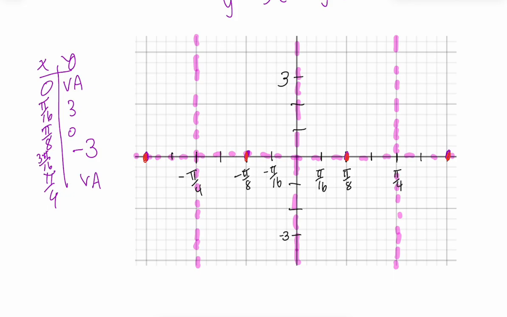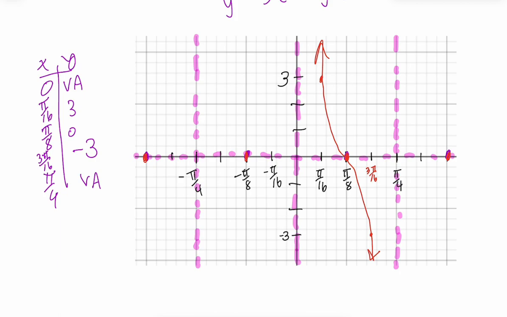So if we count at pi over 16, we are up at 3. At 3 pi over 16, we are down at negative 3. So like I said, the left side goes up and the right side goes down. As long as a cotangent isn't flipped, the left side goes up and the right side goes down. That's just the way a cotangent works.